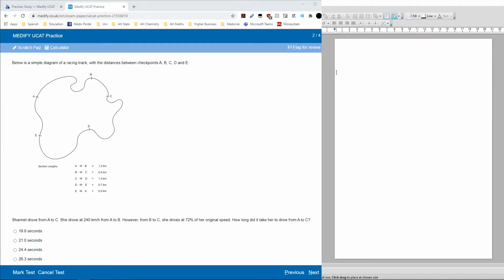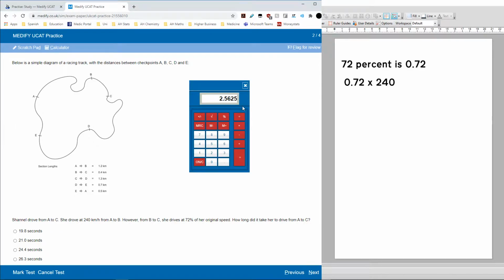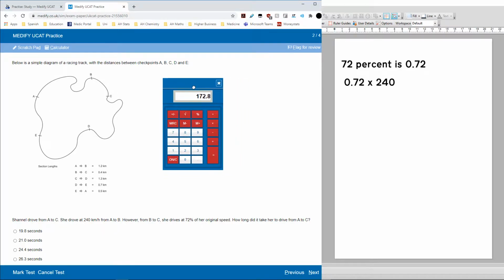Now, if we're trying to work out what 72% of something is, we need to know 72% is 0.72. To work out 72% of 240, we'd have to press one button. 0.72 times 240. Now we do that on our calculator and we get 172.8 kilometers an hour. Now we move on to the distance equals speed times time bit.